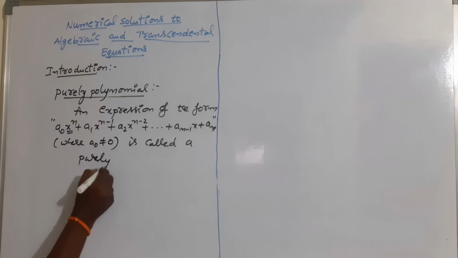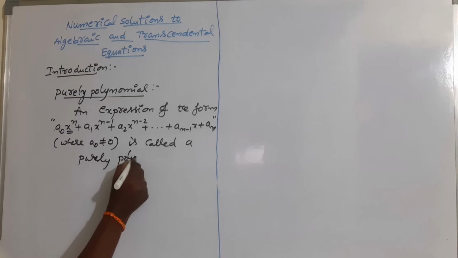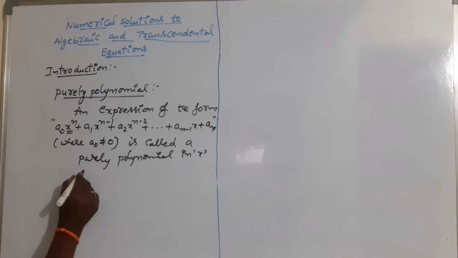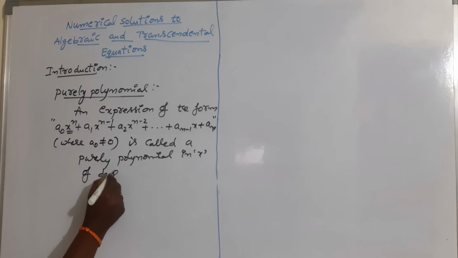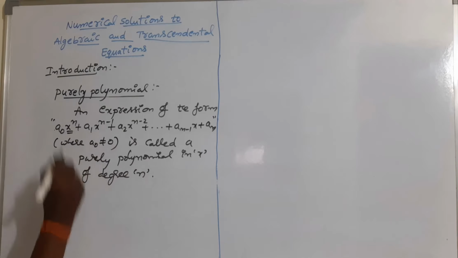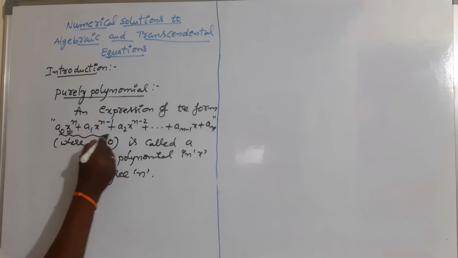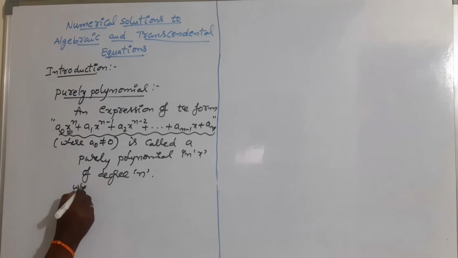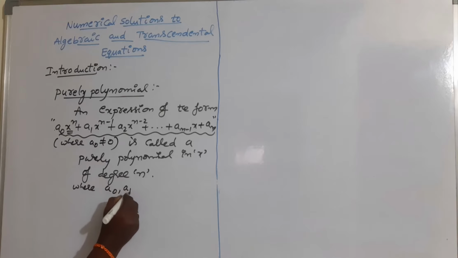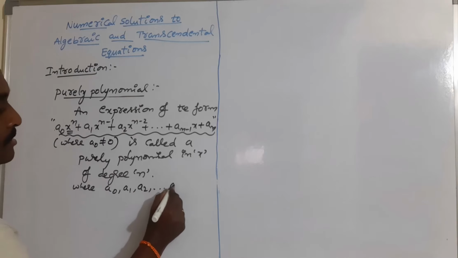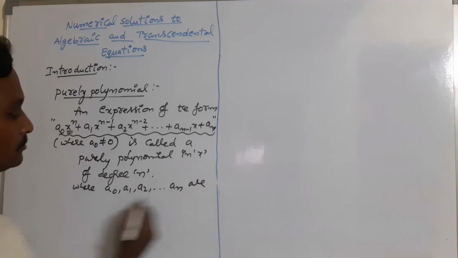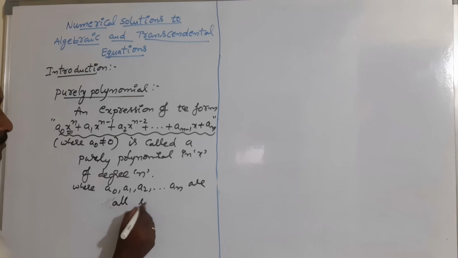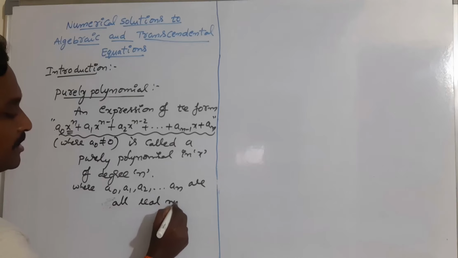Is called a purely polynomial in x of degree n. So this expression is called a purely polynomial in x of degree n, where the coefficients a0, a1, a2, etc., an are all real numbers.